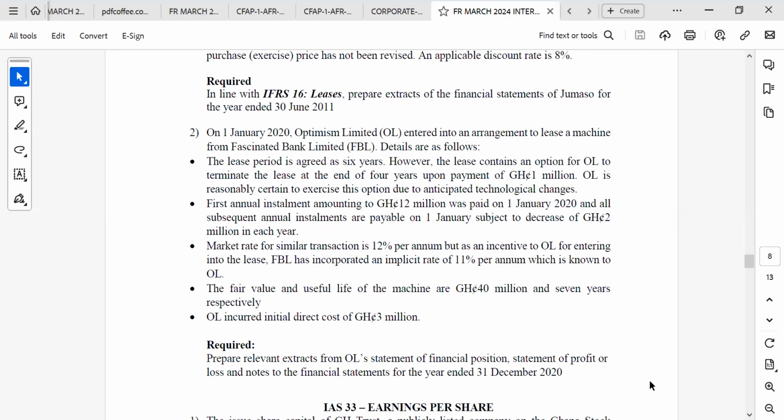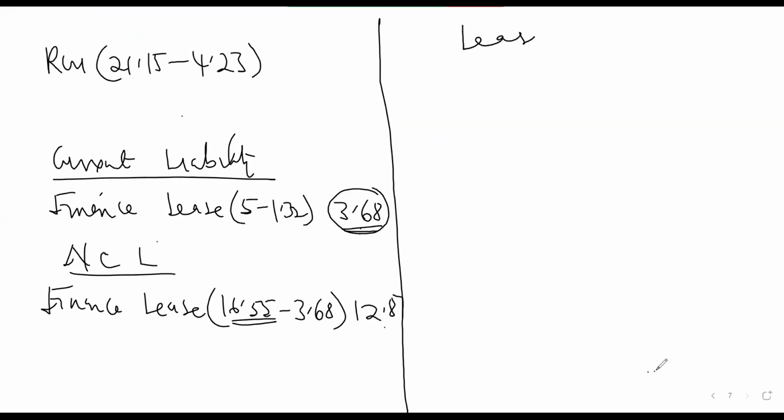Okay. So the question now is, is termination possible? Is the company certain that they are going to terminate? Yes. So if they are going to terminate, what will be the lease period now? 4 years. The lease period will be 4 years. Let's now calculate our lease liability.